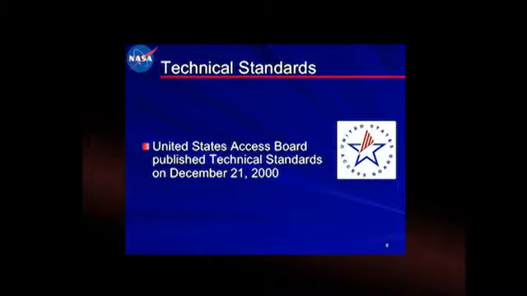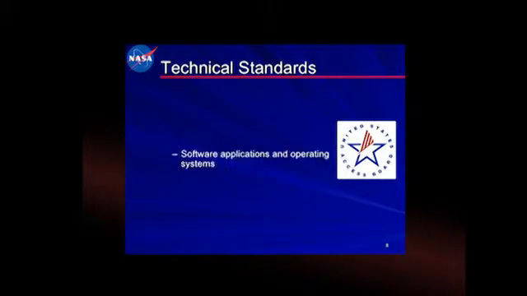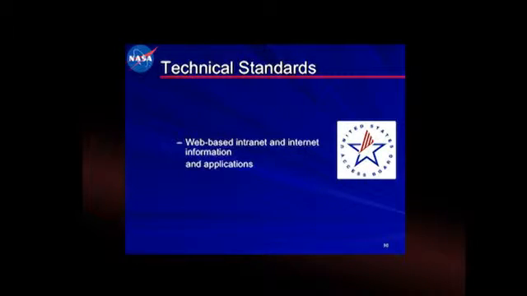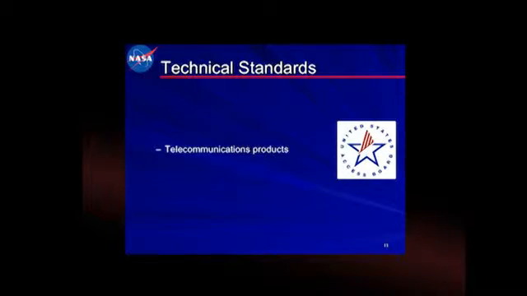They broke it down into 6 categories. We have software applications and operating systems, web-based intranet and internet information and applications, telecommunications products, video and multimedia products, self-contained closed products, and desktop and portable computers.